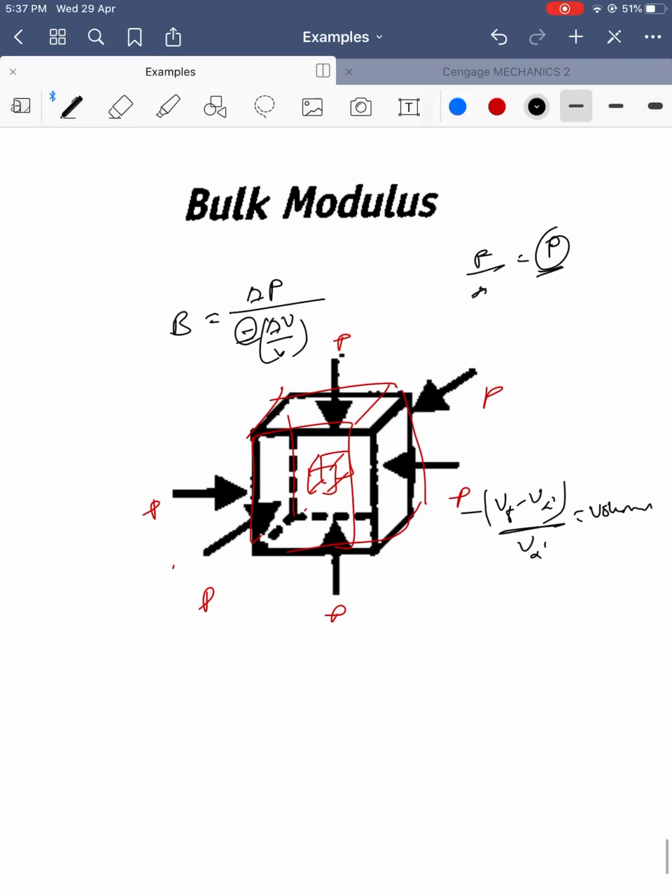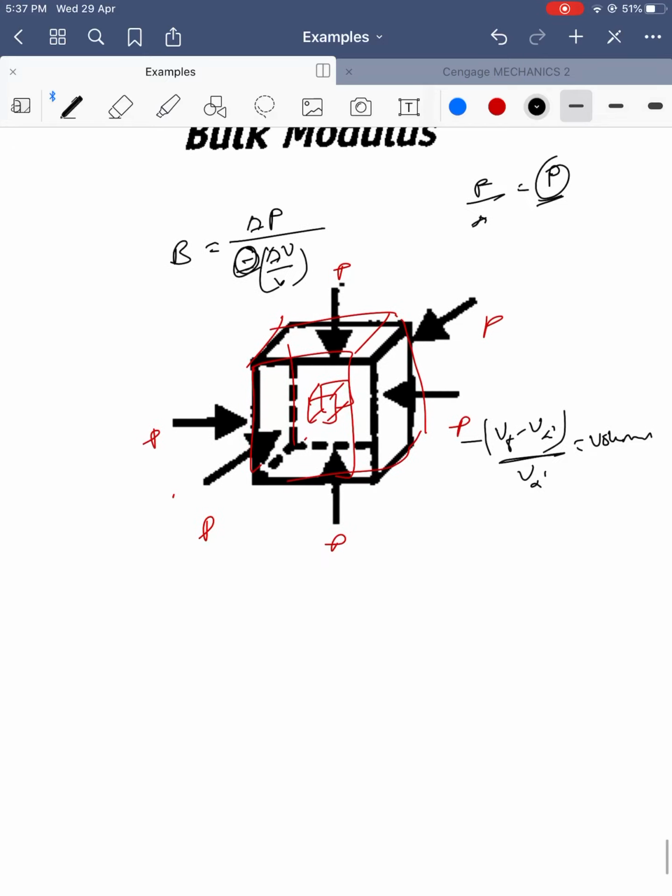Sir, why did you keep the minus? The change in volume, final V minus initial V, actually comes out negative. To substitute it, we just keep the minus. Okay, delta P we got.